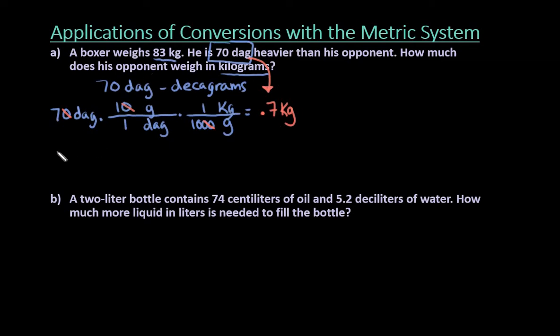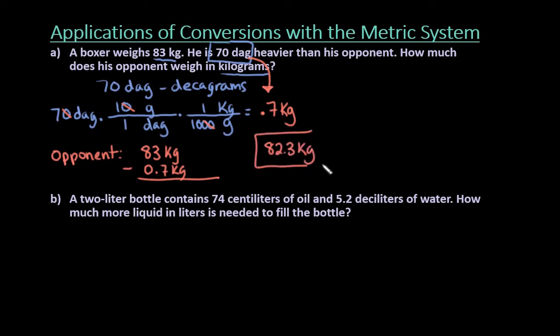So to figure out how much the opponent weighs, all we have to do is take the boxer's weight of 83 kilograms and subtract the 0.7 kilograms. And that would give us a total of 82.3 kilograms. So this would be the opponent's weight. All right, so sometimes you have to do a conversion in order to be able to do other operations.